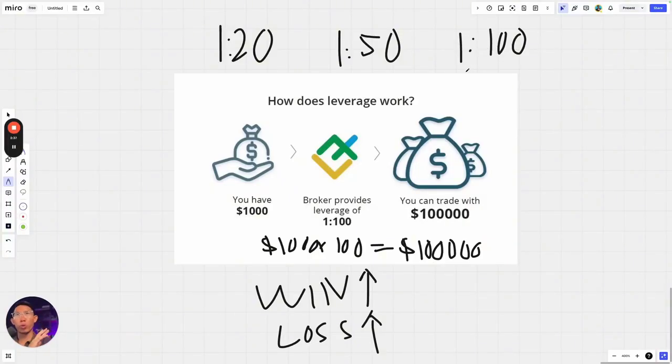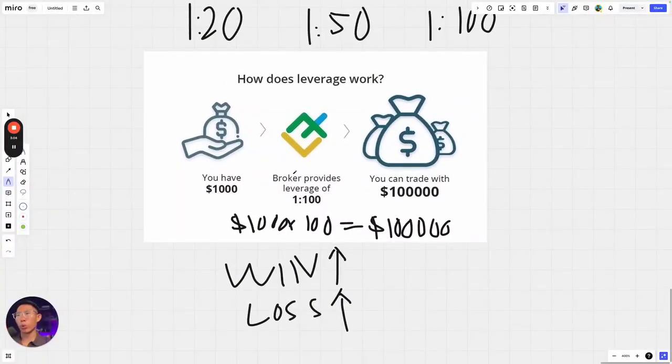Because if you go up to more than 1:100, where you even go to 1:500, 1:1000, first of all, those brokers that offer such high leverage are most likely unregulated, which means they are not safe, they are not licensed, and they might run away with your hard-earned money. Second of all, it's way too much, right? In that case, you are already over leveraging. You are already risking too much of your capital.